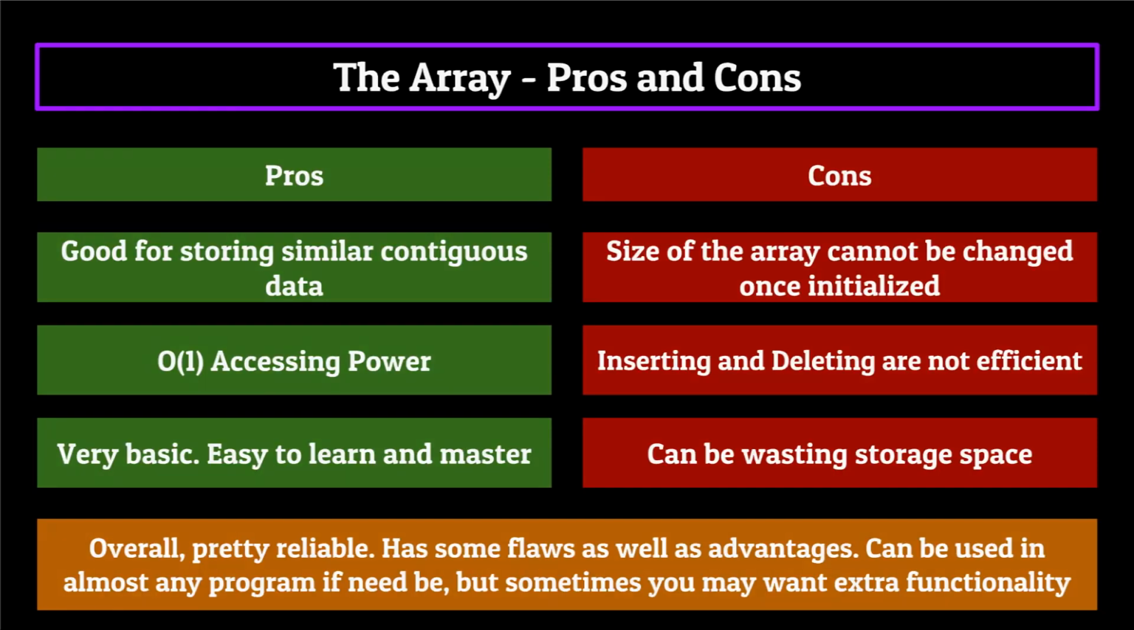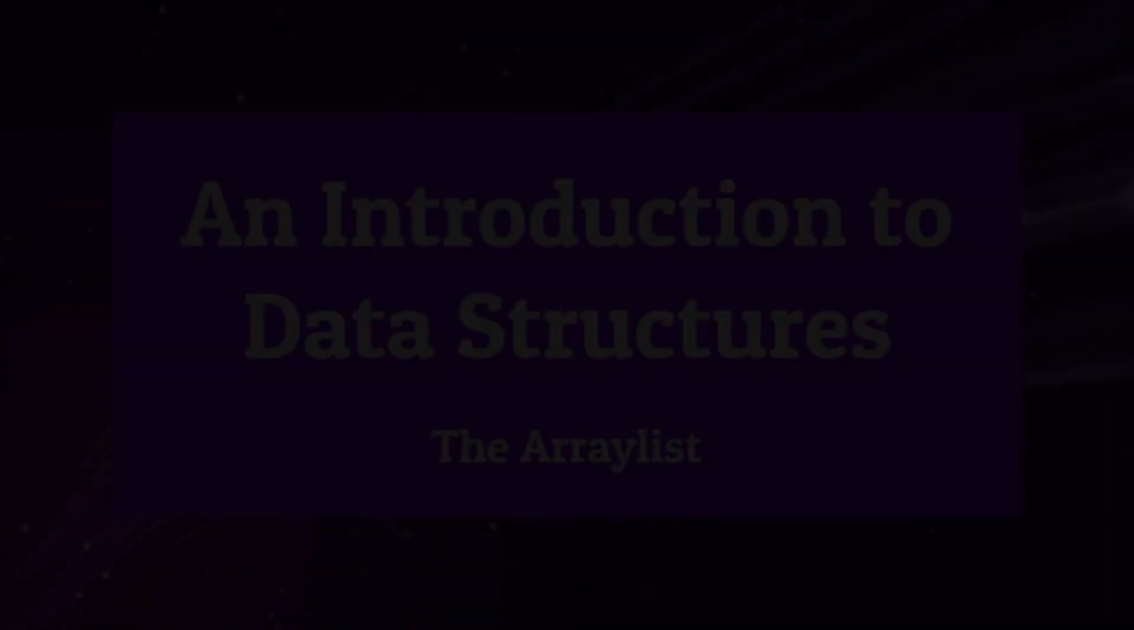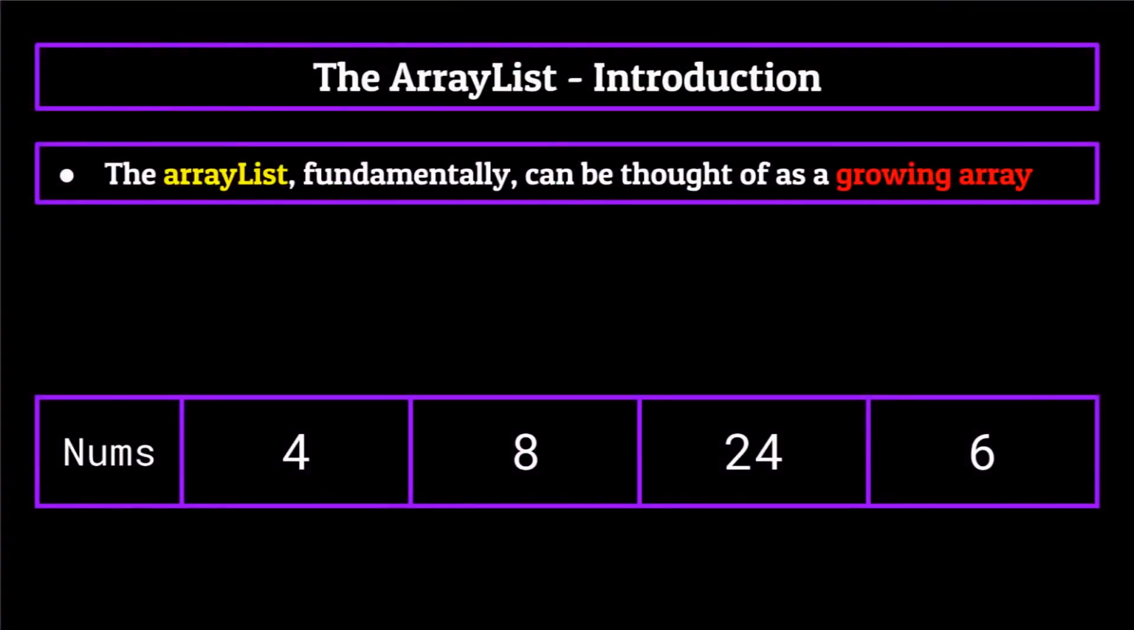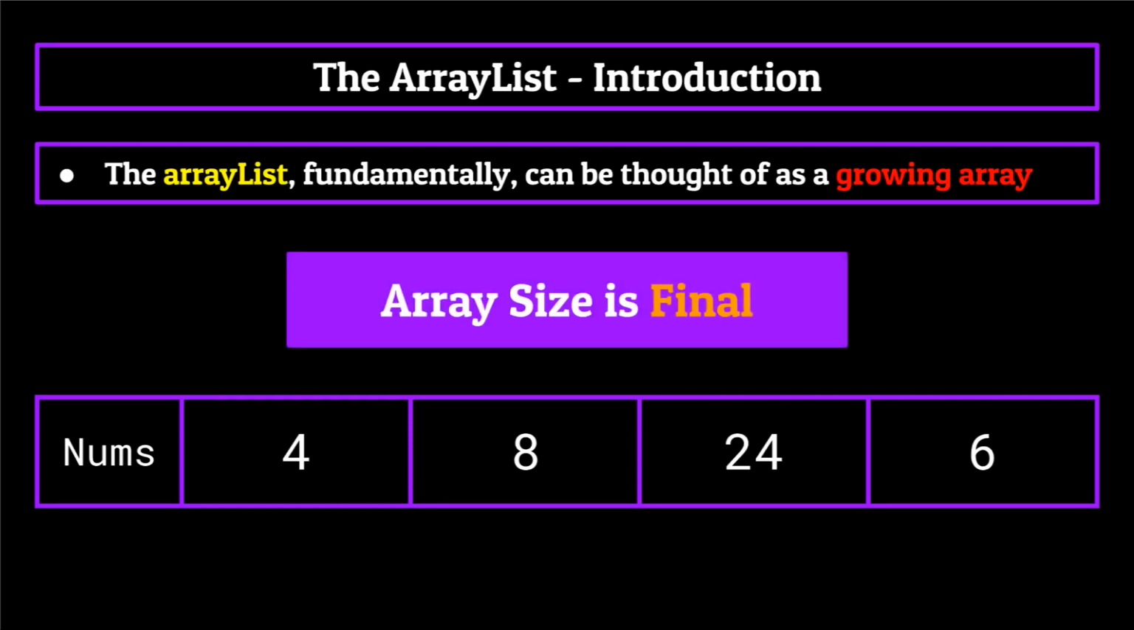One of those more advanced data structures is what's known as the array list. The array list fundamentally can be thought of as a growing array. We just finished talking about the array, and how one of its major flaws was the fact that, once initialized, an array size could not be changed using conventional methods. Well, in contrast, an array list size expands as the programmer needs.